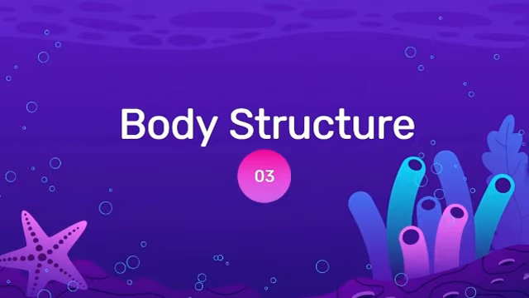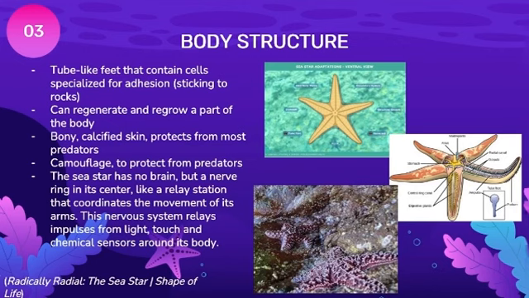All right, next is body structure. The sea stars have tube-like feet that contain cells specialized for adhesion, which is sticking to rocks or corals. They have some amazing features to help them stay protected in the oceans. They have bony and calcified skin, which is able to protect them from many of their predators. They utilize camouflage as another way to protect themselves as well.